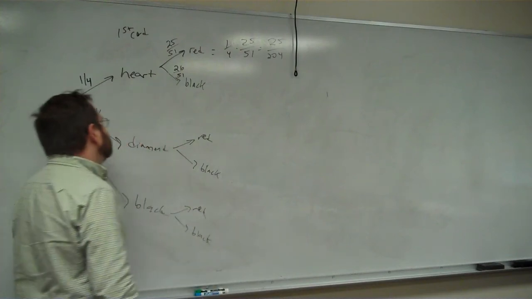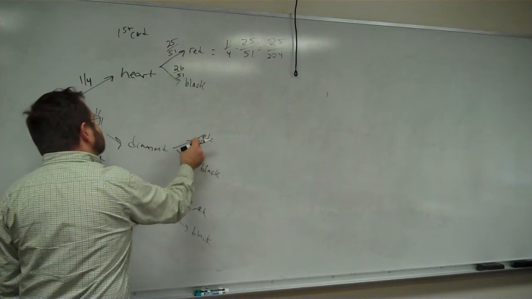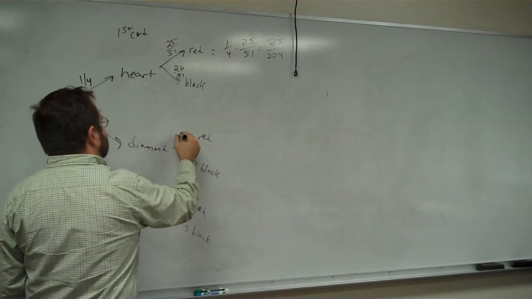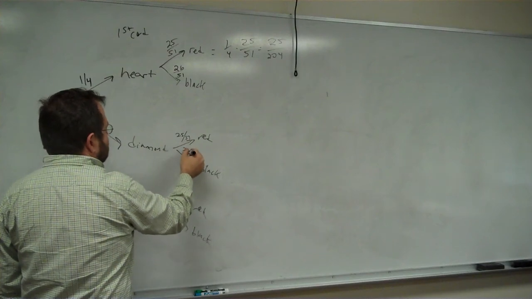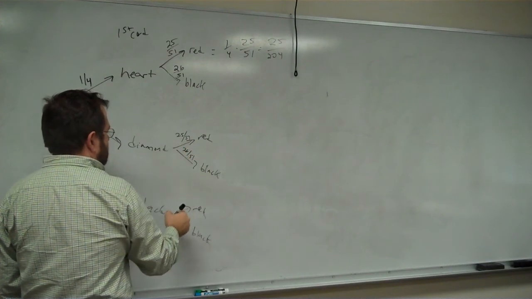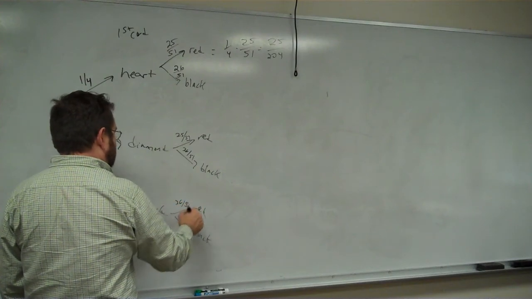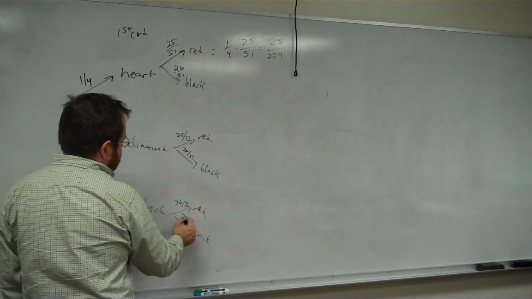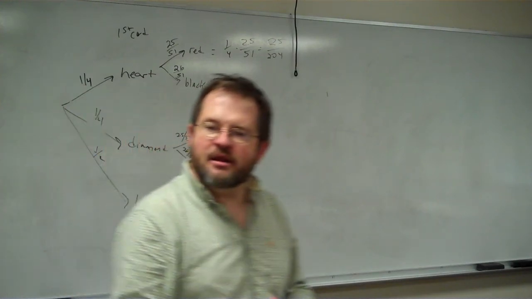So if we drew a diamond, what are the odds the next card is going to be a red card? There's 25 red cards left of the 51 and 26 black cards of the 51. And for black, there would be 26 red cards left of 51 and 25 black cards left of 51. Each of the nodes still adds up to 1.